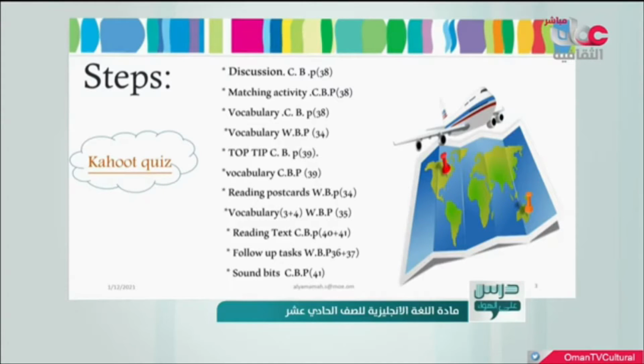After that, we'll also have task number 3 and task number 4 of the workbook, which will highlight some vocabulary items in page 35. Then we will have reading texts related to one of the touristic places that we have here in Oman in the coursebook, pages 40 and 41. Then we will have some related tasks in the workbook, pages 36 and 37. Before we close the lesson, we will have a soundbite activity in the coursebook, page 41. And if we have enough time, we will move to a Kahoot quiz. Please prepare your iPads, mobile phones, or laptops just to get the code and participate in the competition. Now, let's start together.